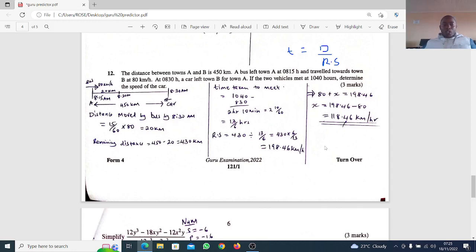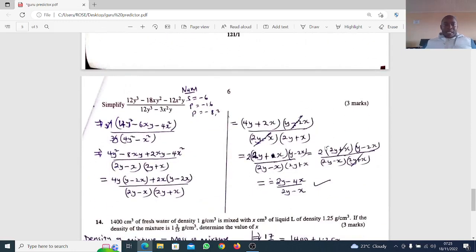So we continue to question number 13. Question number 13 looks very tricky, but it is about simplifying. The first thing you want to do is to look for a common factor in the numerator and the denominator. We can see there is a 3. 3 can divide 12, can divide 18, and can also divide 12. So 3 is a common factor, and also y can go through all 3 parts. So we have 3y in the numerator, and the denominator can also have 3y.